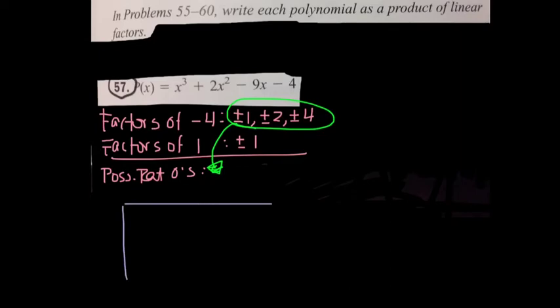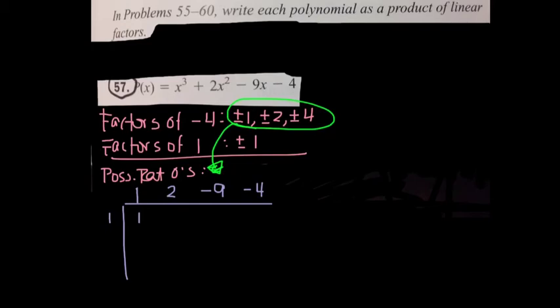If I look at my polynomial, all of my powers of x are represented. They're all in descending order. So I can just list the coefficients. 1x to the third, 2x to the second, negative 9x to the first, and then the constant, which is negative 4. If I start testing those numbers, I can start with the 1, bring down the 1.